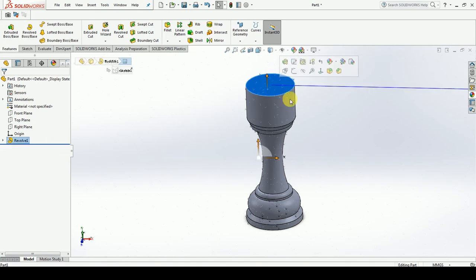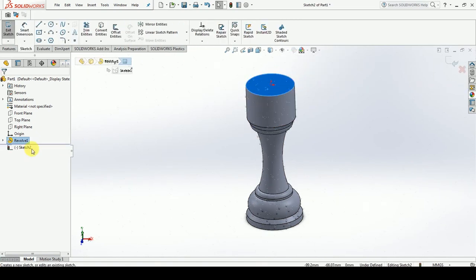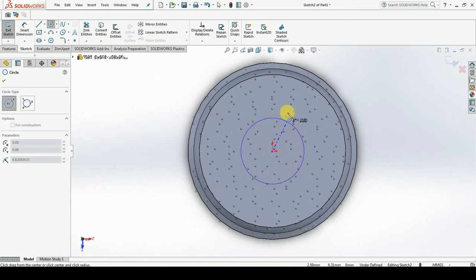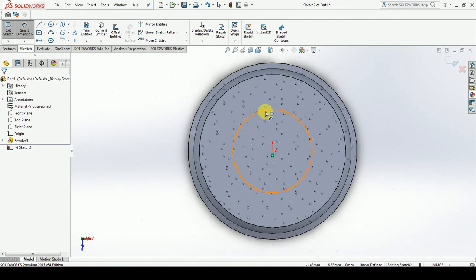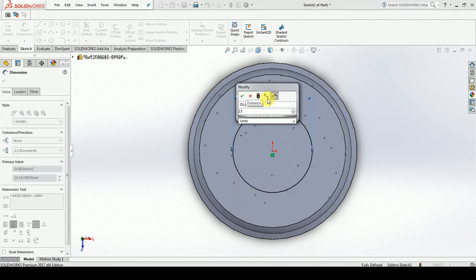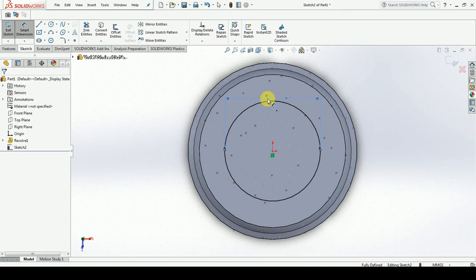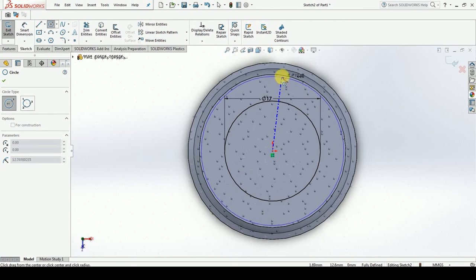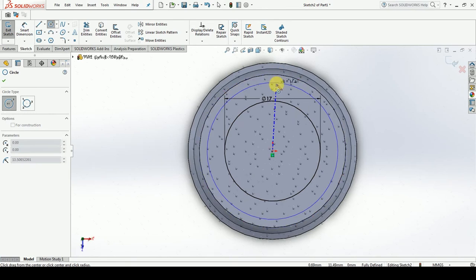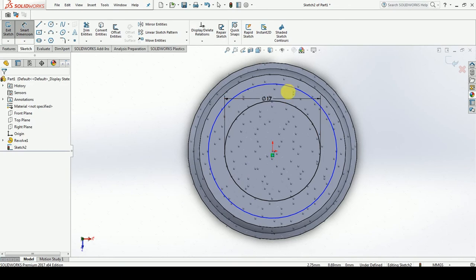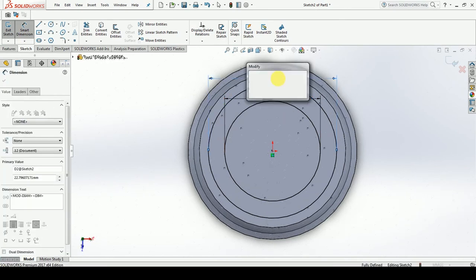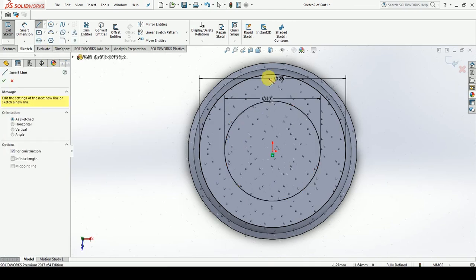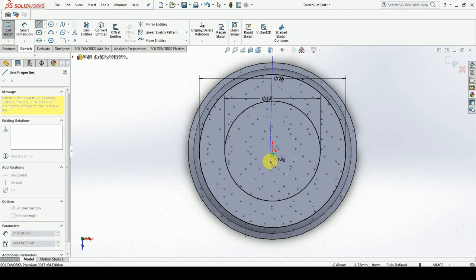Select this region and select sketch, make it normal, draw a circle. The dimension is 17 millimeter circle diameter. Draw another circle, and the dimension of this circle is 26. Draw a center line from the mid of the circle.